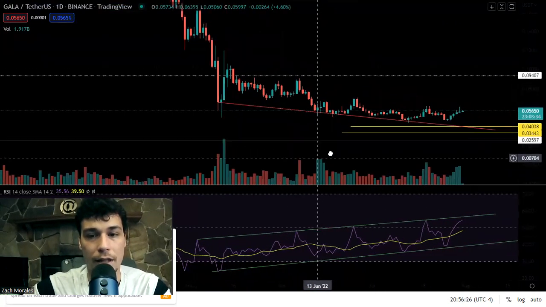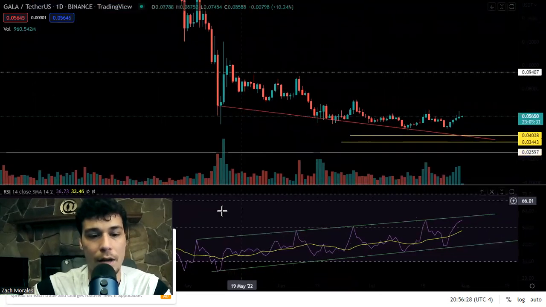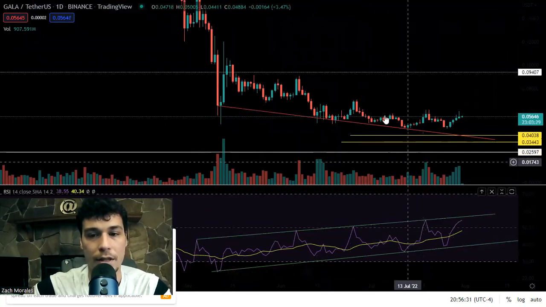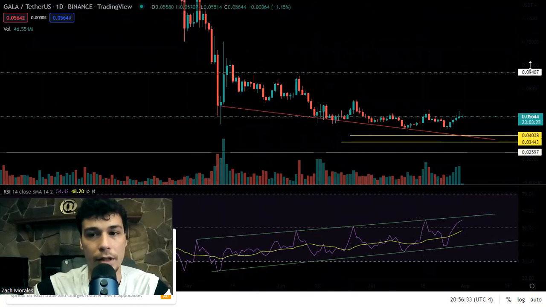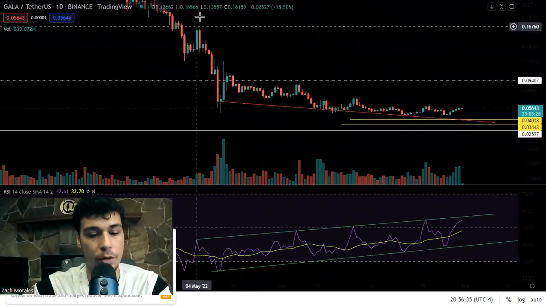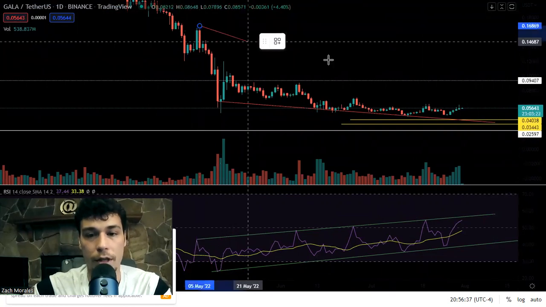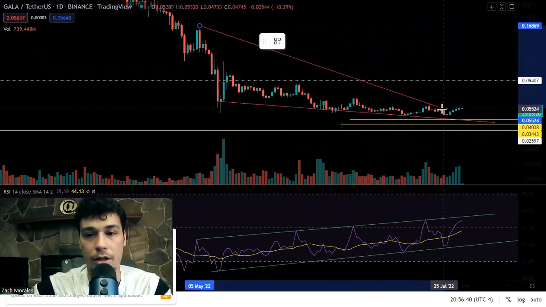And then let's take a look at the top of it. What's it doing on the top end here, from this high up to this high? Well, we're actually going down. It's in a downtrend. All right, we'll do it again. We'll draw our trend line up here. We're going down, and it just keeps going down.